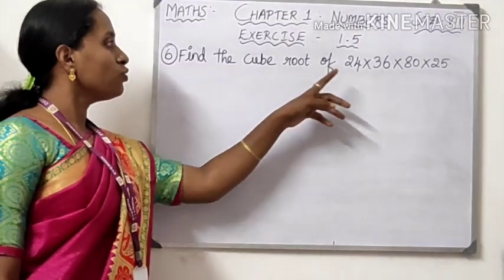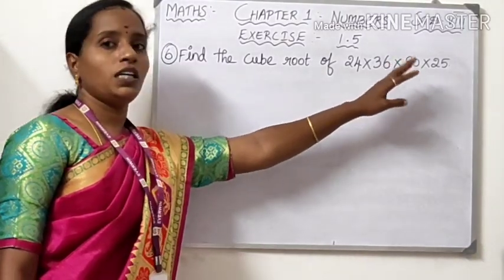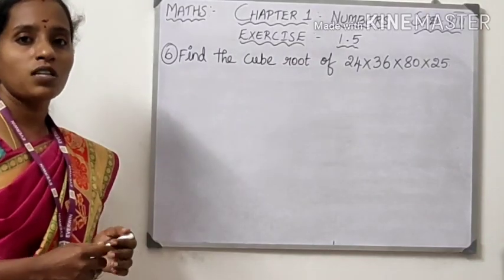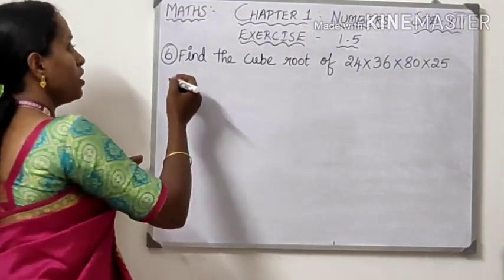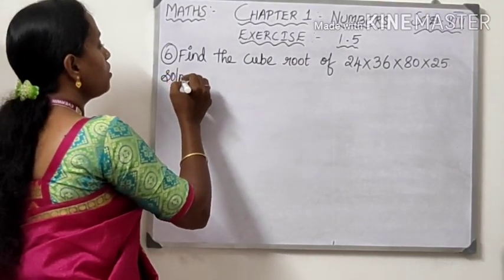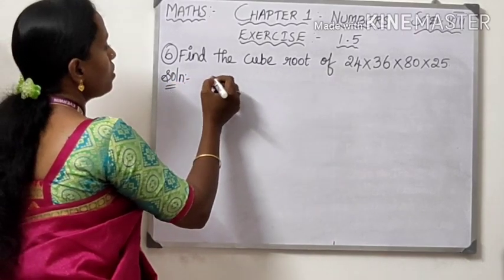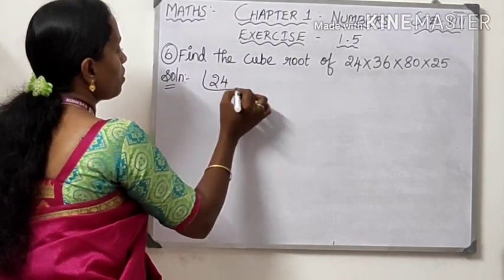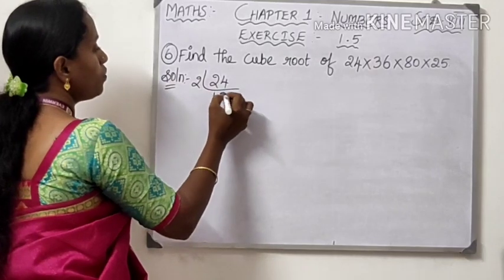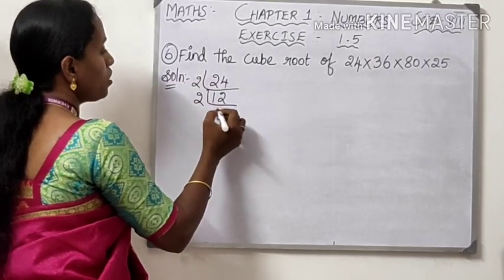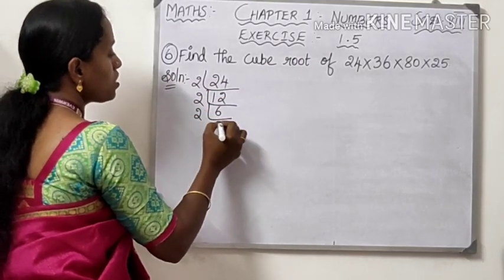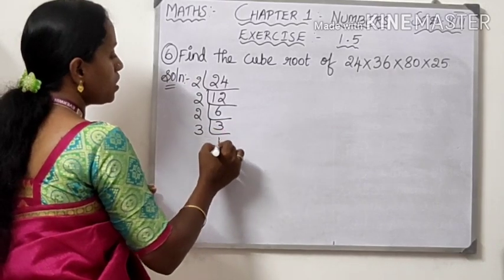Find the cube root of 24 into 36 into 80 into 25. We are going to use the prime factorization method. So let us find the solution for this. First 24. So using 2, 2 12s are 24. Then 2 6s are 12. 2 3s are 6. Then 3 1s are 3.